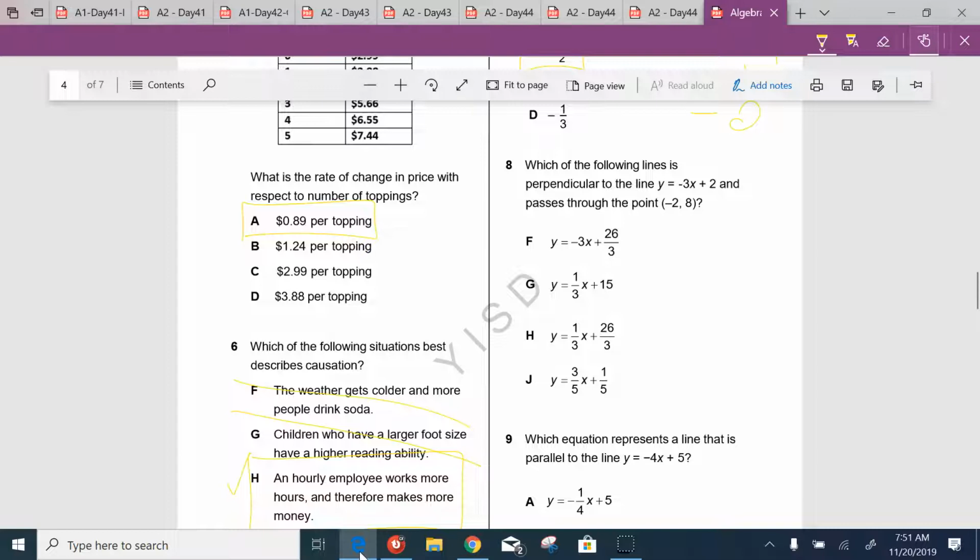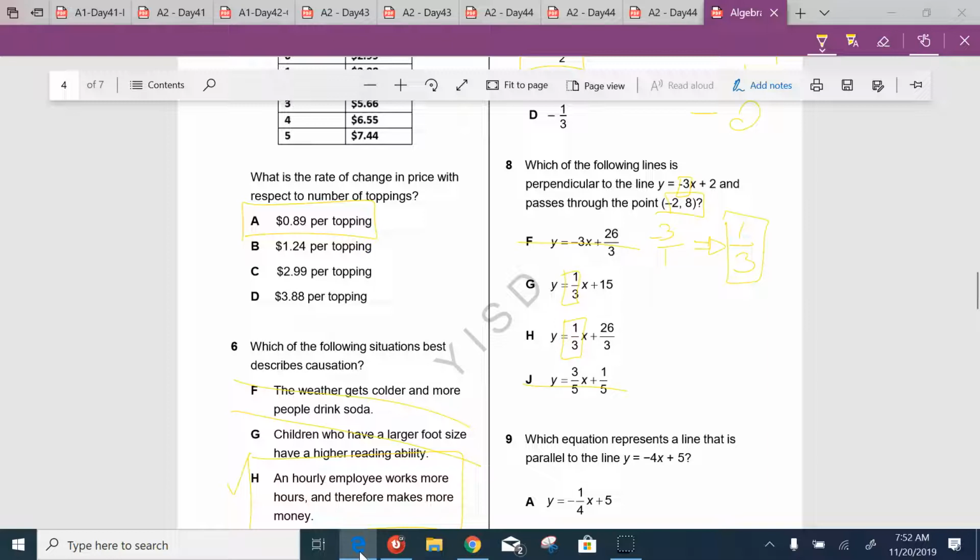Number 8. Which of the following lines is perpendicular to the line y equals -3x plus 2 and passes through the point -2, 8? So for this one, let's look at our slope. Our original line has a slope of -3 over 1. To make it perpendicular, it's going to have to flip and change. So it'll turn into 1/3 positive because it flips its sign from negative to positive, and then we change it to the reciprocal, 1/3. So I need a line with a slope of 1/3. I have that right here, and I have that right here, so I can take out these 2 choices.